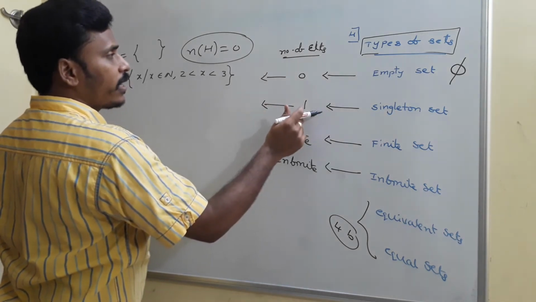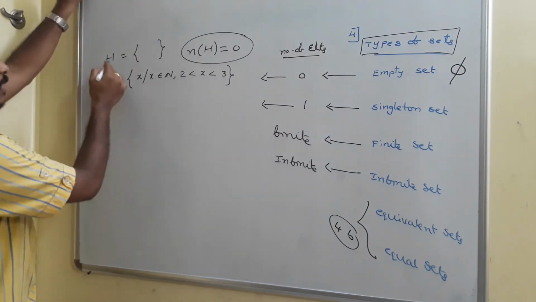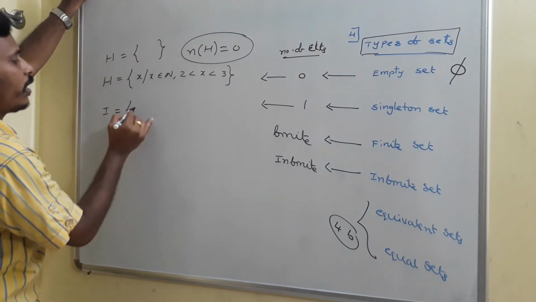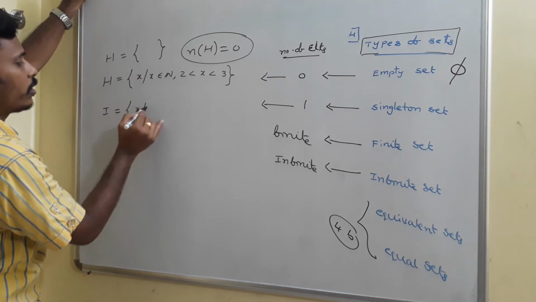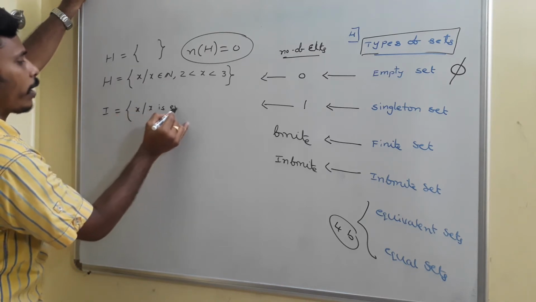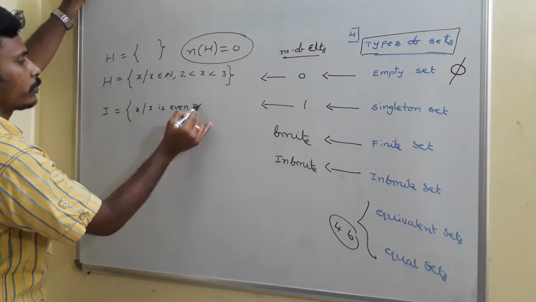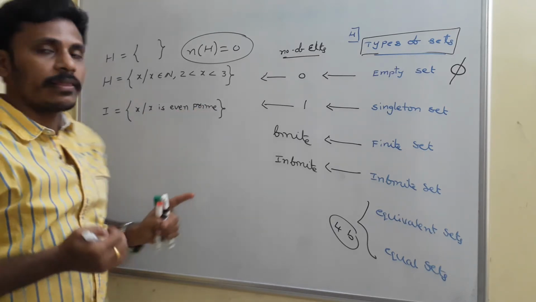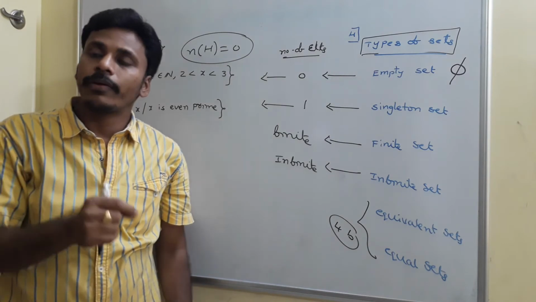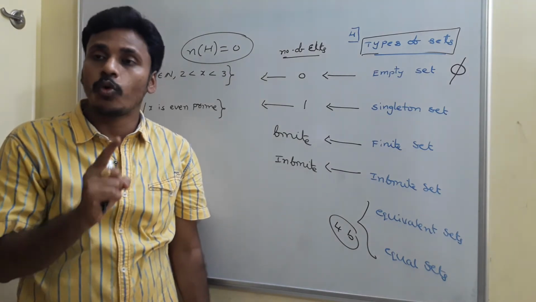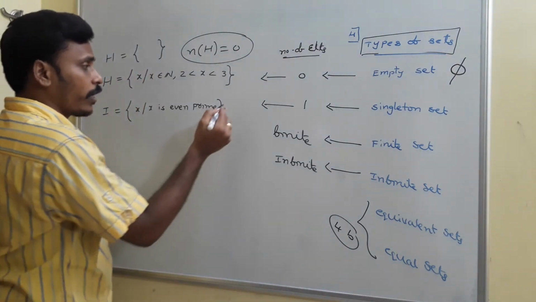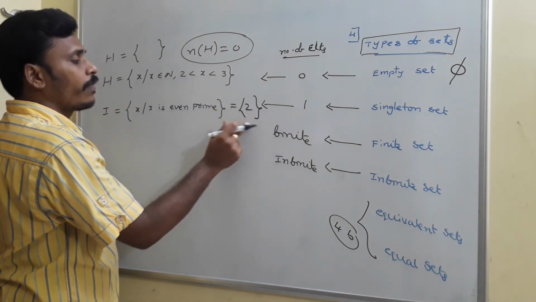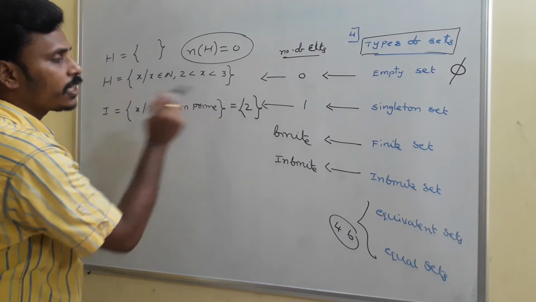Singleton set is a set having only one element. For example, if I have a set I, and if I say I is the set of x such that x is even prime, that is a set. See how many even primes are there. For sure, there is only one even prime, and that is specifically 2. So if you write the list form, then this is its list form.